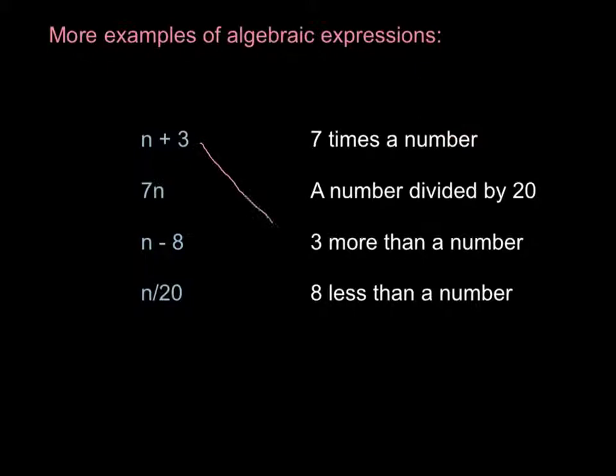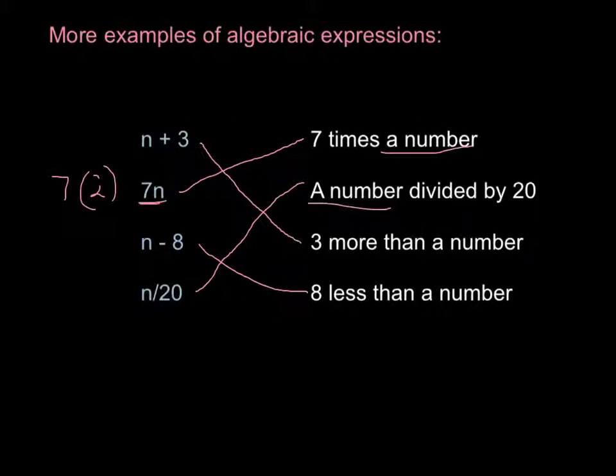So n plus 3 represents 3 more than a number, right? We have our number, which is our variable, adding 3, which means 3 more than a number. 7n represents 7 times a number. Remember, when you see a number and a letter, or 2 numbers beside each other, for example 7 and 2 in brackets, when they're right beside each other and there's no operation in between, it represents multiplication. So 7n means 7 times a number. n subtract 8 would mean 8 less than a number. And n divided by 20 is a number divided by 20. These are all vague when it says a number because we don't know what number our variable represents.